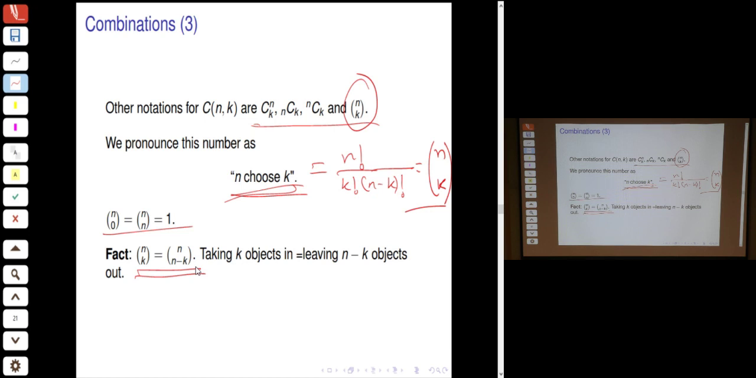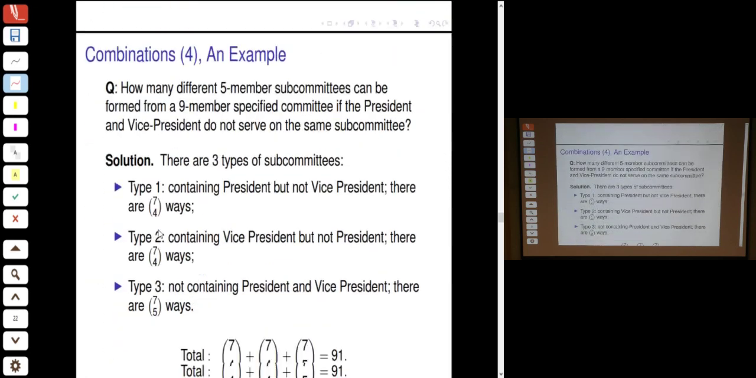Because if you specified which objects you are leaving over, then equivalently you are specifying which objects you are selecting. So, what is the total number of ways of choosing n minus k objects out of n? It is n choose n minus k. Now, if you think of them as the left out ones, that is exactly the same as the number of ways of choosing k objects out of n, and that is n choose k. So, n choose k is equal to n choose n minus k. Any questions? So, let us continue.